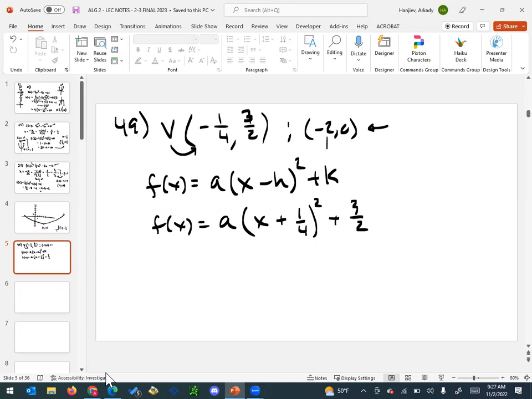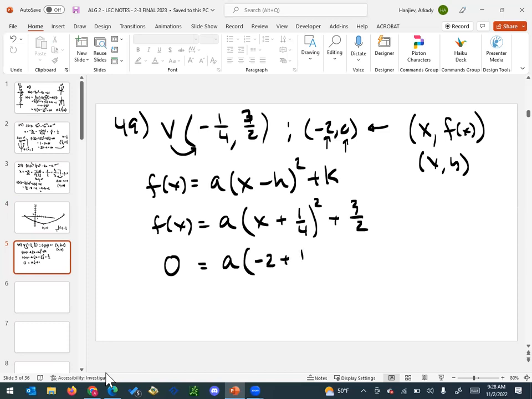So my input is going to be -2, my output 0. If you want to kind of see what this means, X is what we put in for X, and that's what we're going to put in for f of X, because it's the same thing as X and Y. So 0 goes here. A, we don't know, but we're going to find out in just a bit. So -2 plus 1/4 to the second power plus 3/2 will give us what we need.